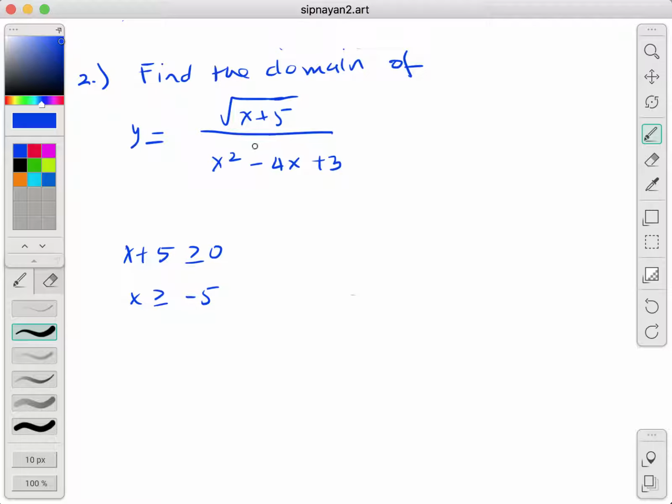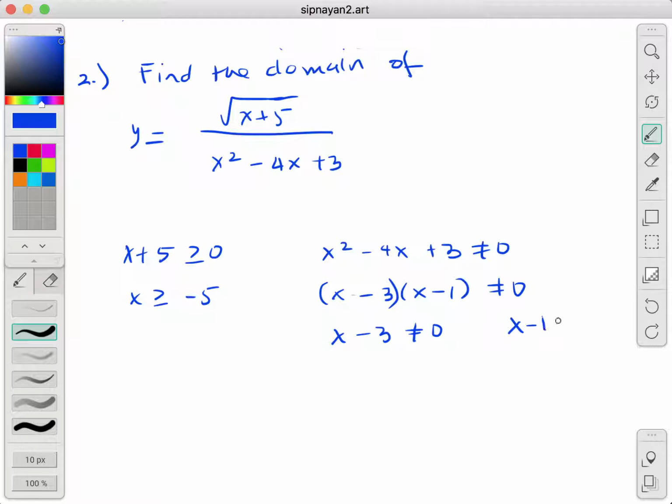And then, yung sa baba, bawal yung 0, so x squared minus 4x plus 3 is not equal to 0, meaning we can factor, no? I think this is x minus 3 tsaka x minus 1 not equal to 0. Hindi pwede maging 0, meaning hindi sila pwedeng maging 0 pareho. Meaning x minus 3 not equal to 0 and x minus 1 not equal to 0. Adding 3 to both sides, we have x is not equal to 3 and x not equal to 1.